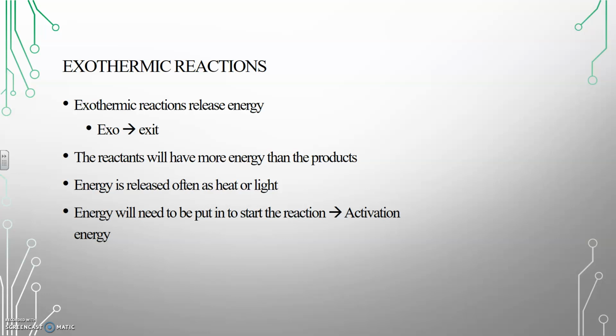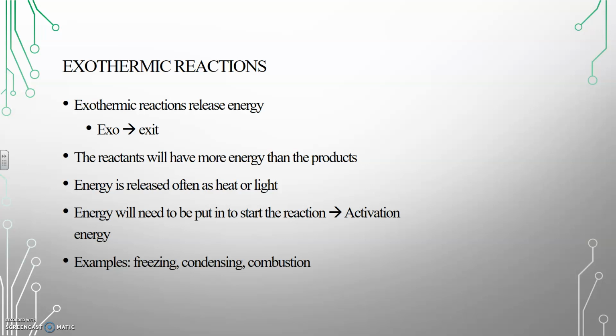So that could be the ambient temperature in the room, it could be body heat, it could be a flame. Okay, so something needs to be put in to start the reaction. And that is known as the activation energy. So it's the amount of energy needed to kickstart that reaction and get it going. So examples of exothermic reactions, you've got freezing, condensing, and combustion.